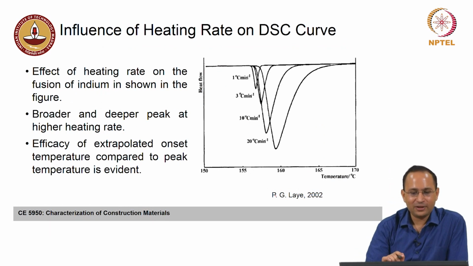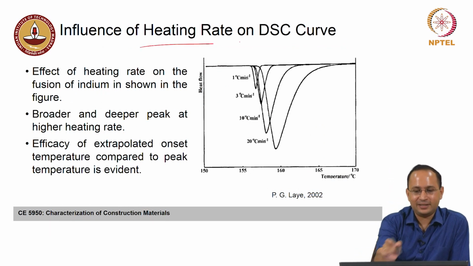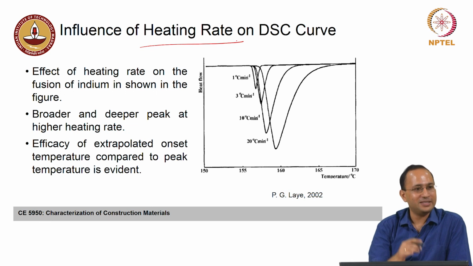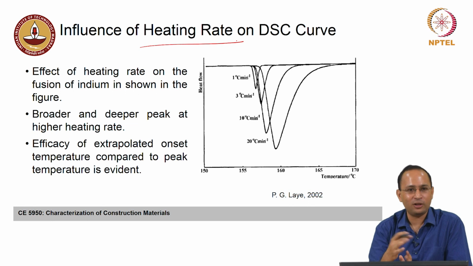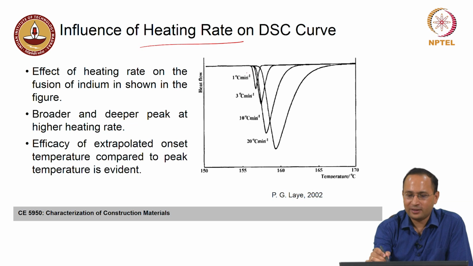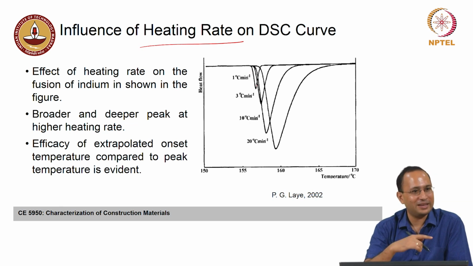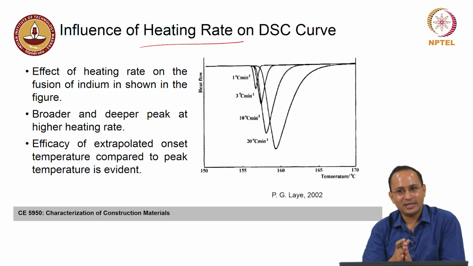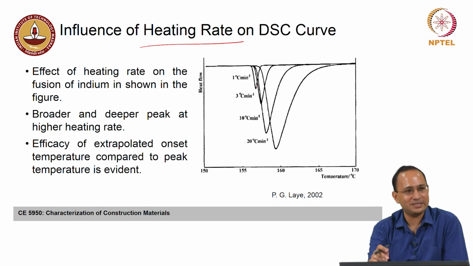Now if we look at the effect of heating rate, for example, all that we discussed earlier, like sample size and heating rate, will also affect the DSC curve, because the response is going to be very similar. In this case you are measuring the heat. So if you look at the effect of heating rate on the DSC curve, as we saw earlier, as you increase the heating rate, the peaks become broader and deeper.